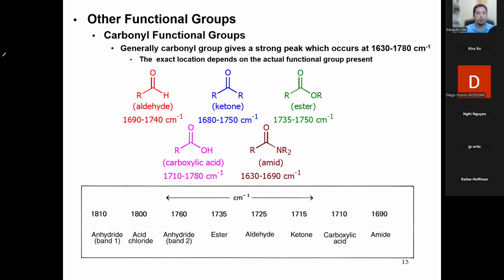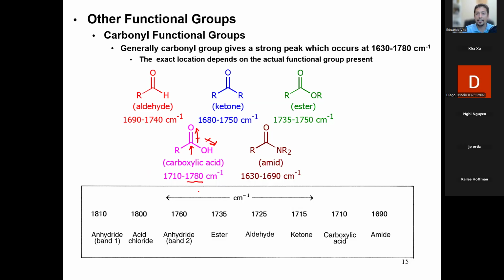Okay, so just like I mentioned, the more polar the bonds are, the stronger they tend to be. So look at the carboxylic acid, right? Very polar. This carbon right here in the center has two dipoles. You have the carbonyl dipole and you have the carbon hydroxide dipole, right? So that one should have a higher wave number because that's a very polar bond. And sure enough, look at that. This is at 1710 to 1780.